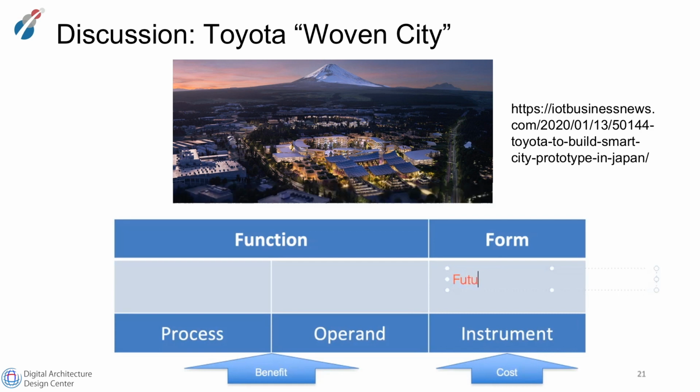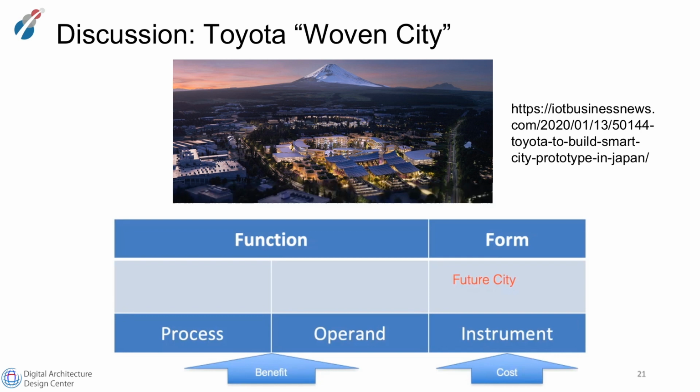Yeah, I think at this point we haven't really decomposed it yet. I will just write future city. I like it because it's quite general. Another person, Minami-san, wrote smart city as form rather than function. Yeah. And others wrote the process as smart and the operand as service. Another is functionality is mobility for all.